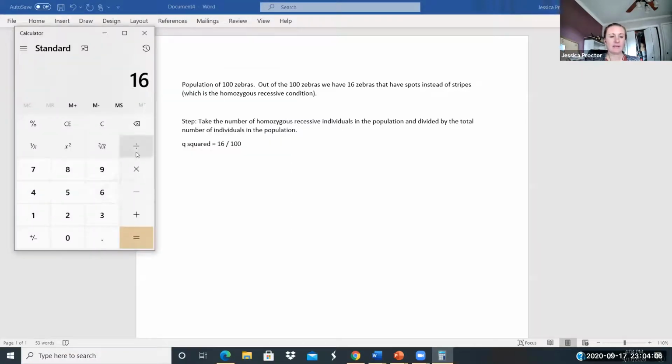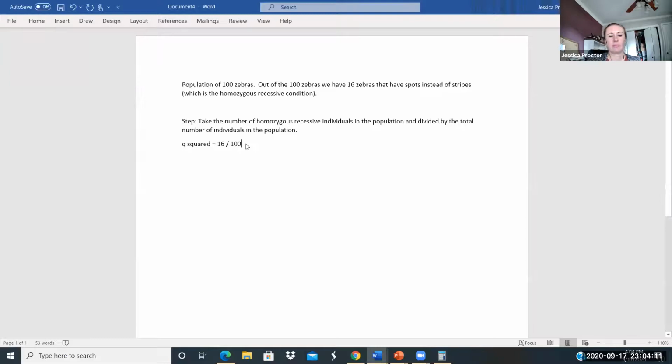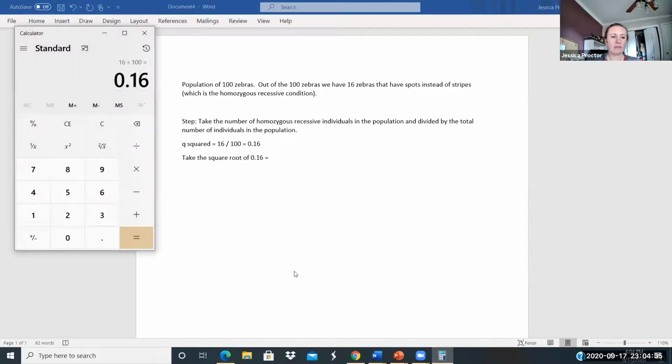Okay, so we take 16 and we divide it by 100, which gives us this number here, 0.16. Okay, now careful, a lot of students stop here and assume that's a value of Q. Remember, that's a value of Q squared. So to find the value of just Q, we take the square root of 0.16. Remember the square root button, the one that looks like a check sign with a line above it. So we hit our square root button, and that's going to be our value of Q. Going out to 2 decimal places, it's going to be 0.40.